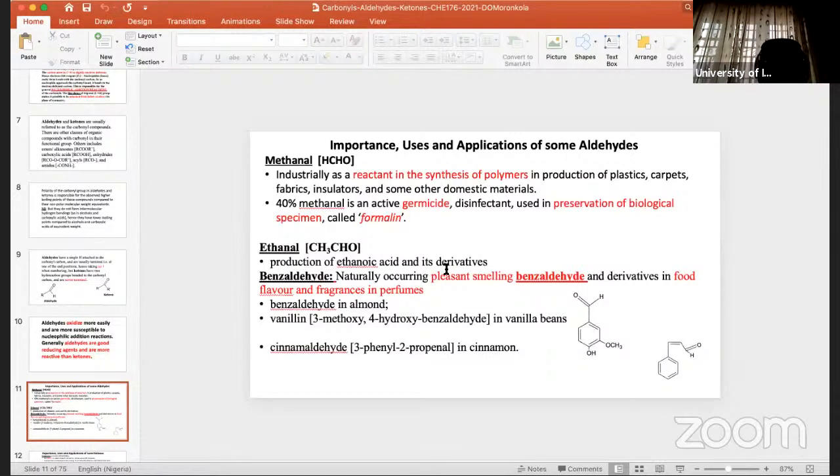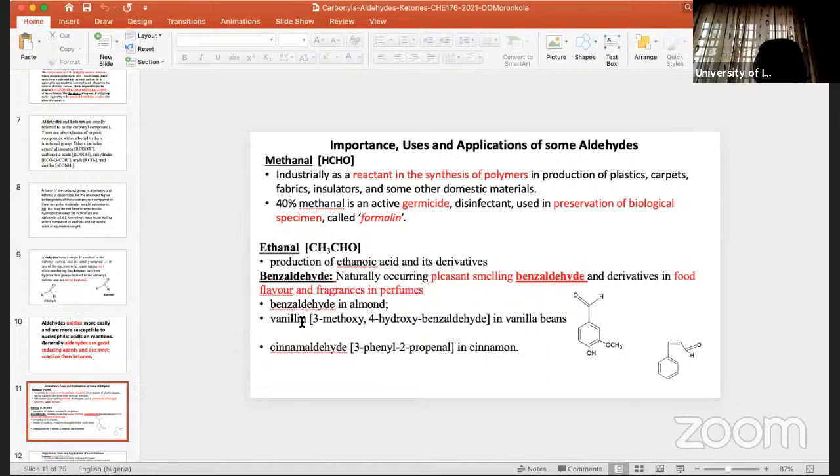We also touch on this when we come to carboxylic acids. This aromatic aldehyde, benzaldehyde, is a naturally occurring pleasant smelling compound, and we have a lot of its derivatives in foods, flavors, and it's utilized in fragrances, even in perfumes. We have a number of derivatives of this benzaldehyde. One of it is, benzaldehyde is naturally occurring too in almond.